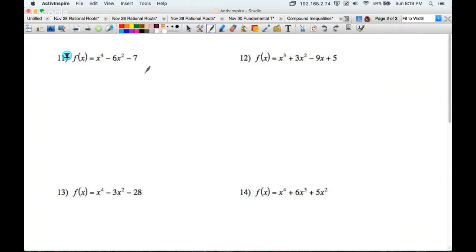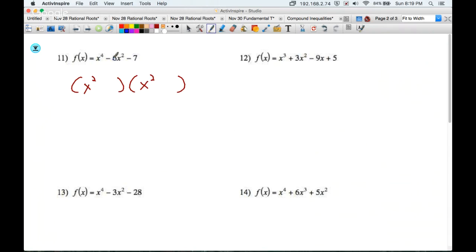Let's take a look at some of these on the back side. 11, this is an example of what we call quadratic form. It's simple factoring, but instead of setting up your structure with just an x here, you do an x squared. And I'll show you why this works by actually foiling this out.